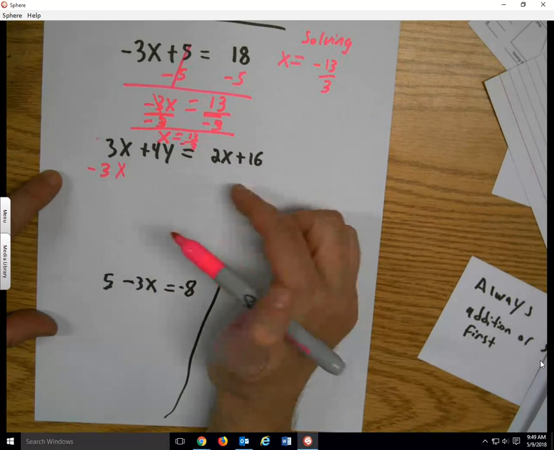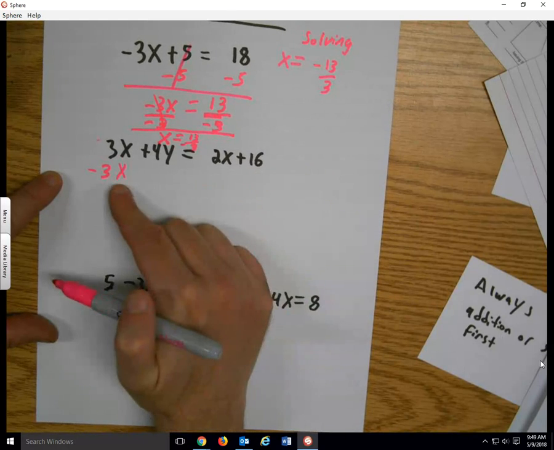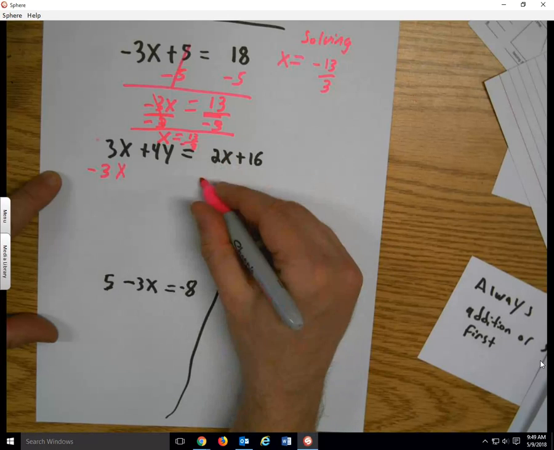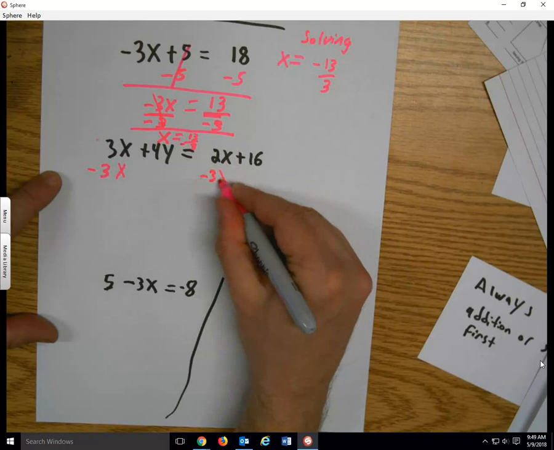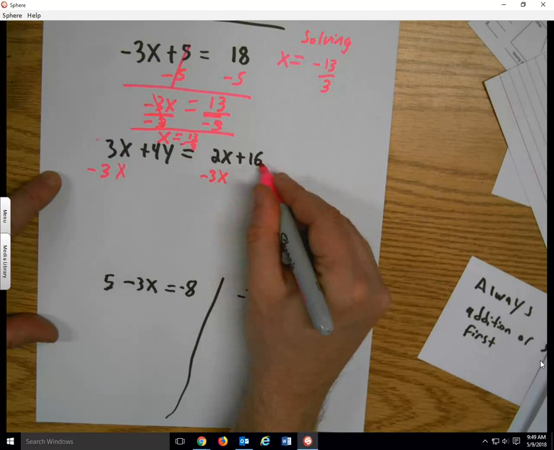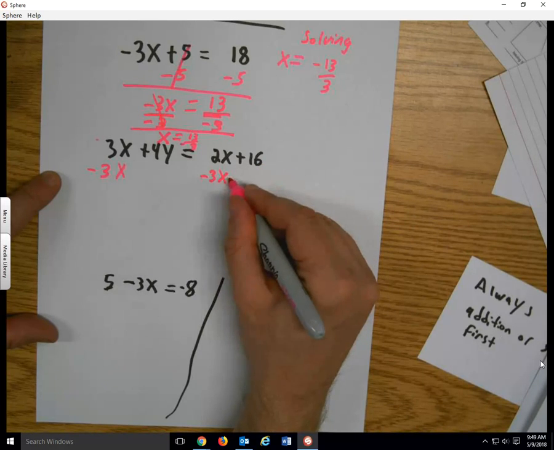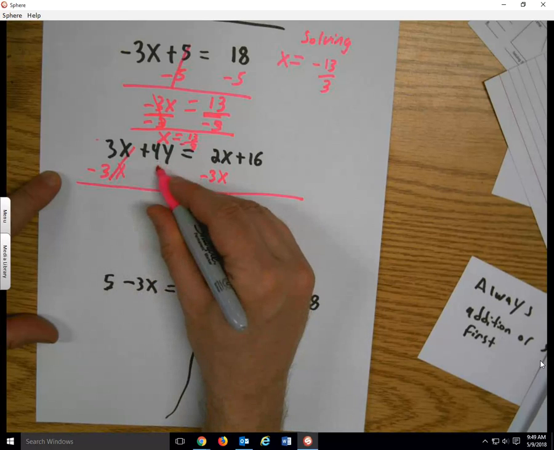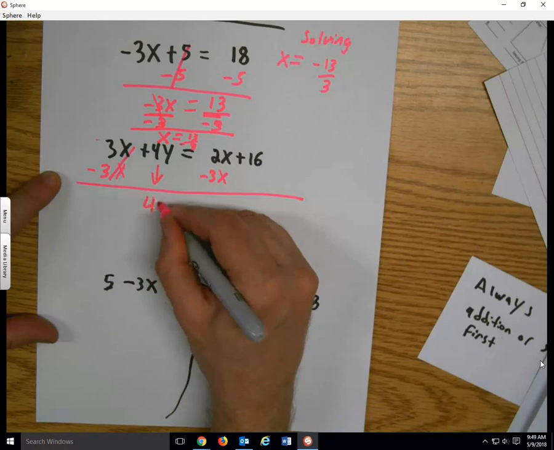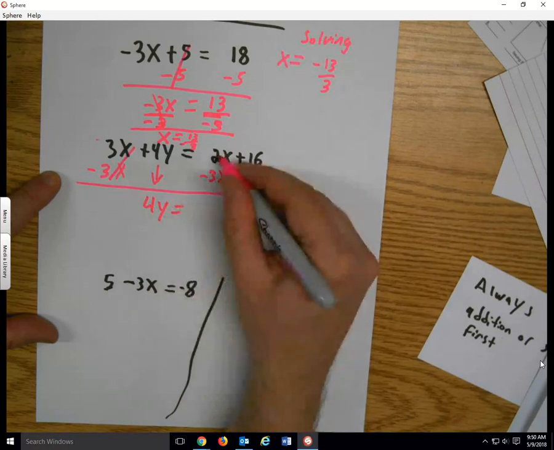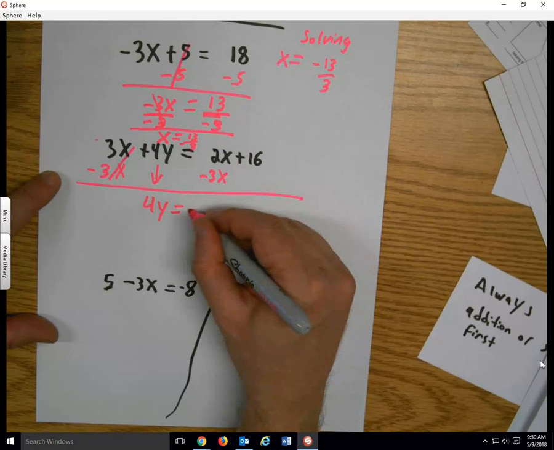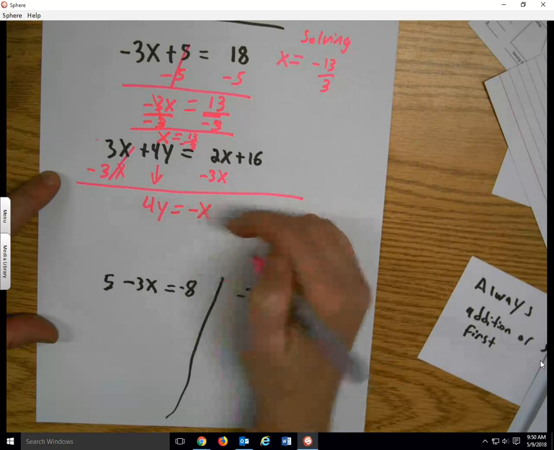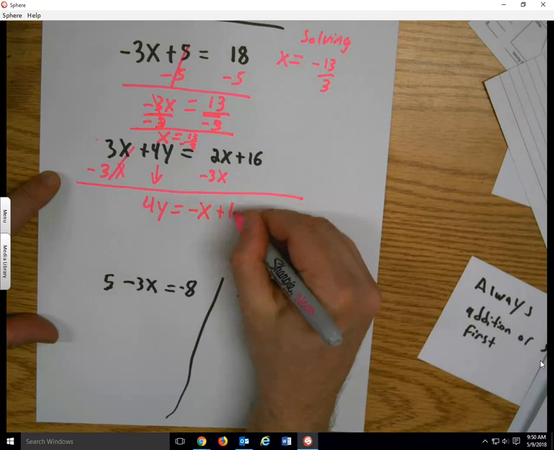So I could put it on this side, but where? Well, since it has an x, and this has an x, I need to put it under the x's. So I shouldn't put the negative 3x under the 16 because it's not a like term. It doesn't have an x. These cancel out. Bring down what you didn't use. So you have 4y equals 2x minus 3x would be a negative 1x. Again, you don't have to write the 1 because there is 1x, plus 16.